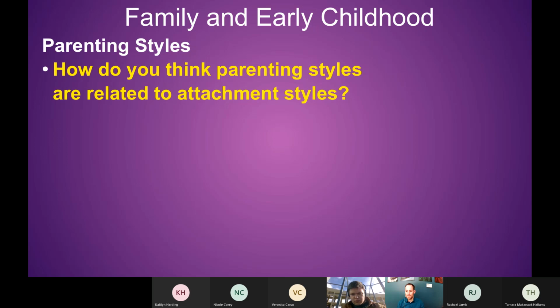Maybe I said it too fast, or maybe the responses are still coming in. So thinking about a secure attachment style, which of those four parenting styles do you think would be most likely to lead to a secure attachment style?